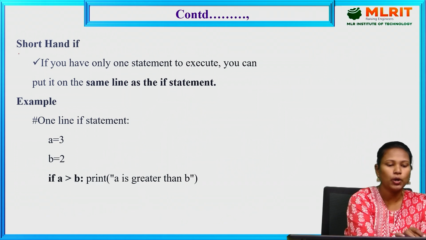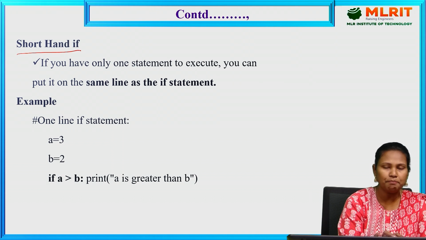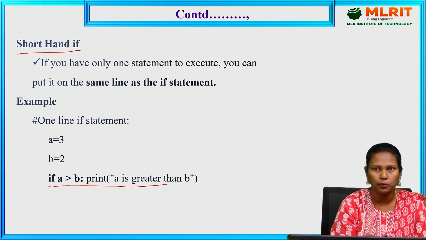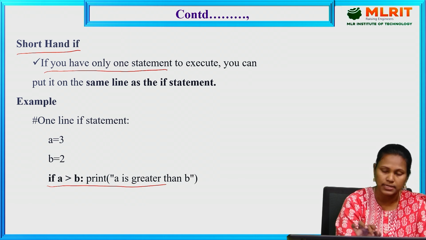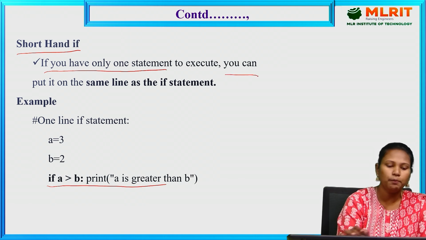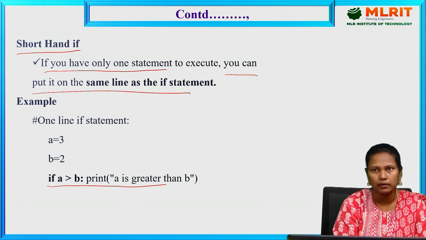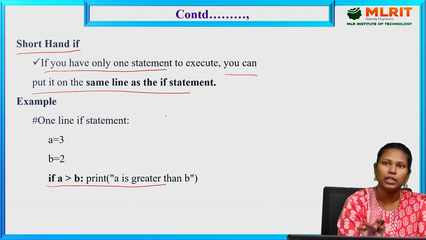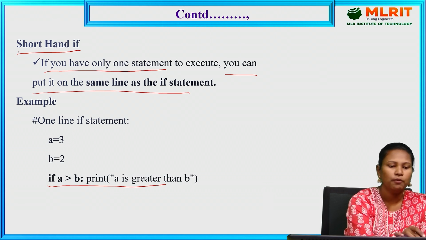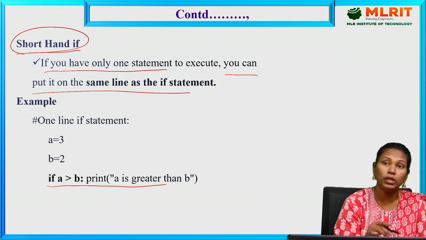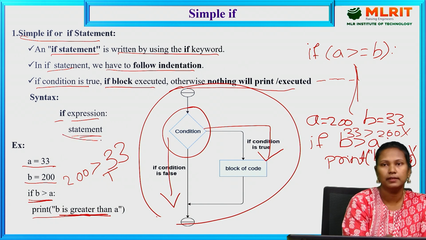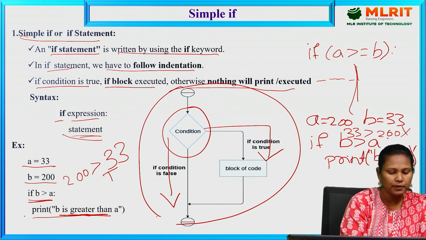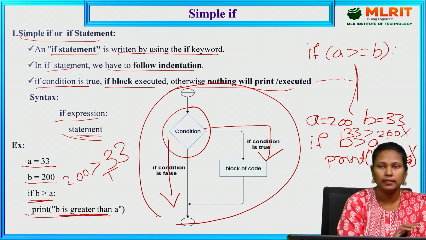Next one, shorthand if. The simple if and the shorthand if are both the same. We write everything in a single statement, that's why we call it shorthand if. If you have only one statement to execute in the if block, you can put it on the same line as the if statement. So if the if block contains only one single statement, we can go for the shorthand. If there is more than one line, we have to follow this way: after if we have to give 3-4 spaces, which comes under indentation.